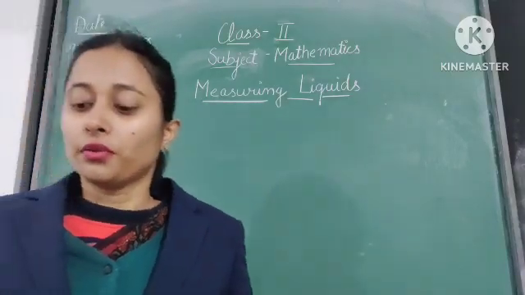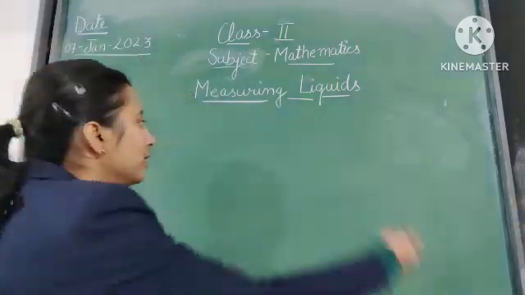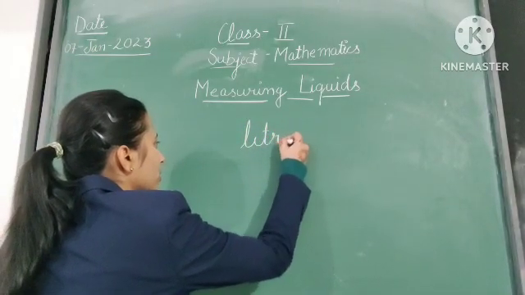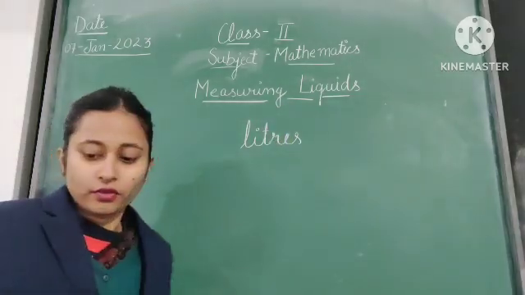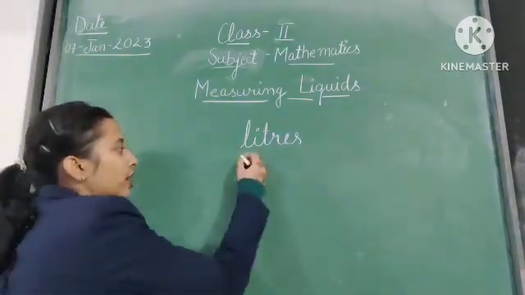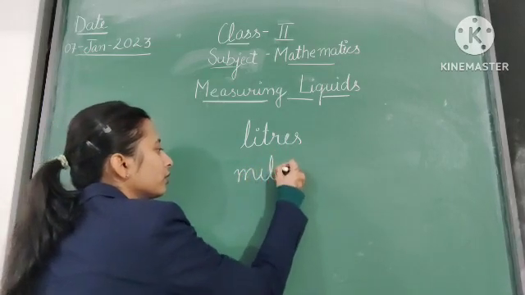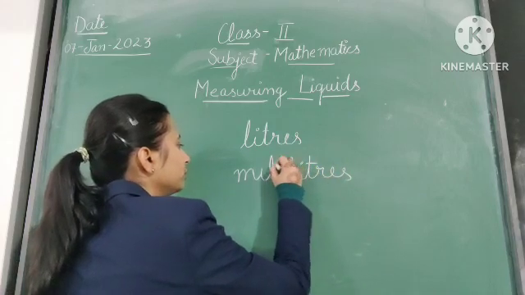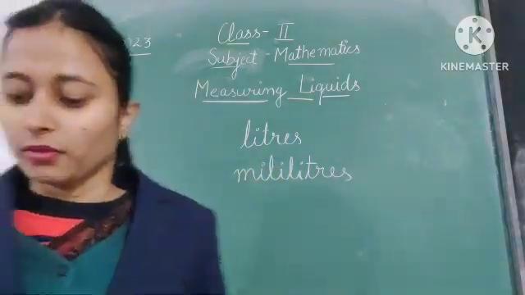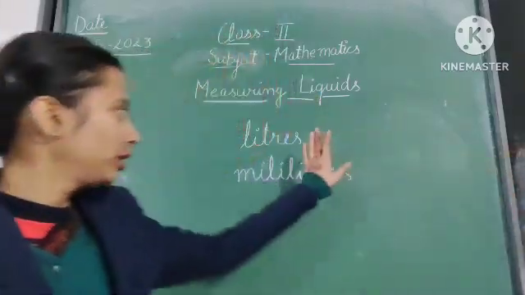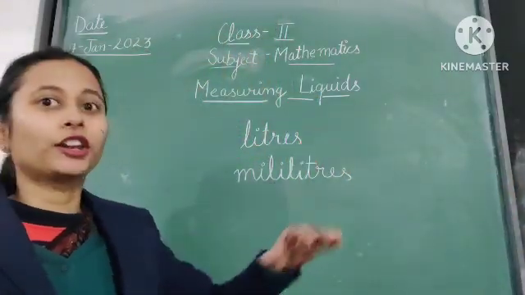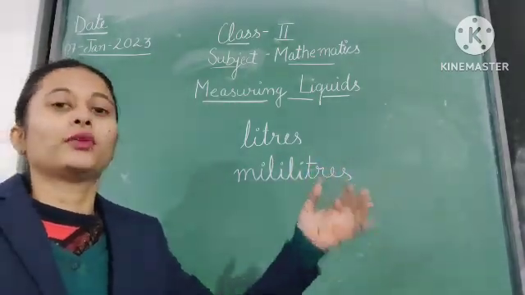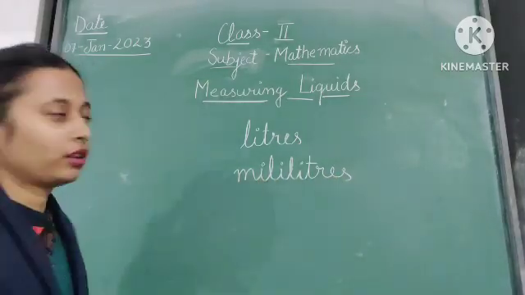But for liquids, we use units such as liters and milliliters. Liters is used to measure liquids which are larger in quantity, and milliliters is used to measure liquids which are lesser in quantity.